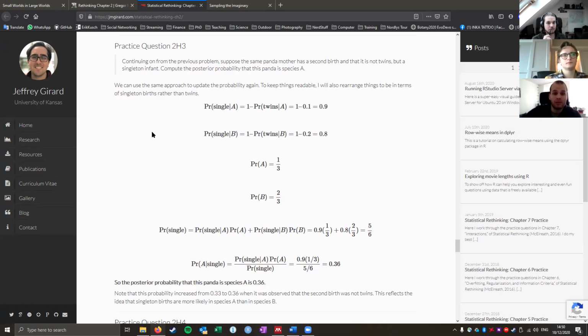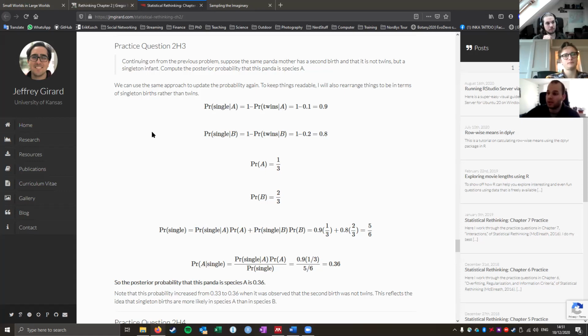So the probability of a singleton birth, given that the species is A, is 1 minus the probability of twins, given that the species is A, which is 1 minus 0.1, which is 0.9. The same for species B, 1 minus 0.2 is 0.8. And from then on, we can directly assess. So the probabilities for species A and for species B stay the same.